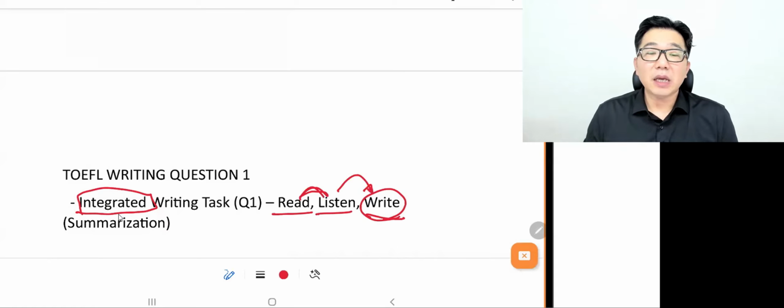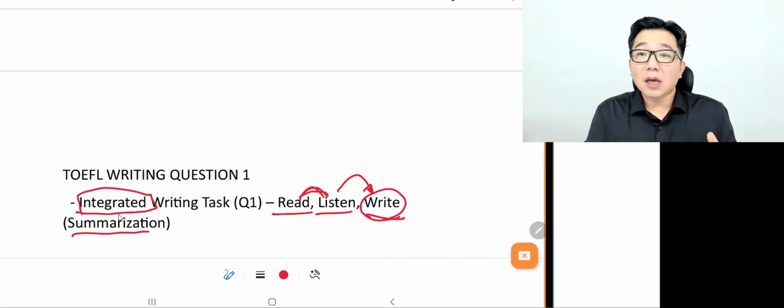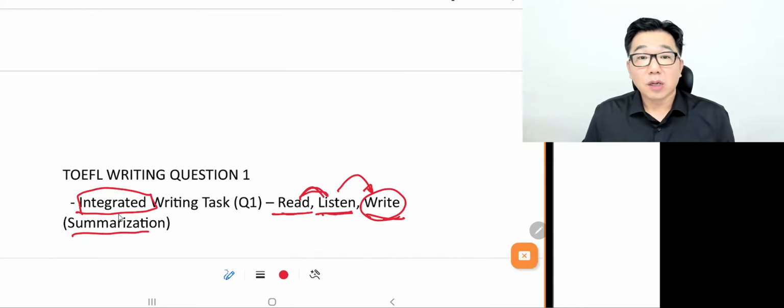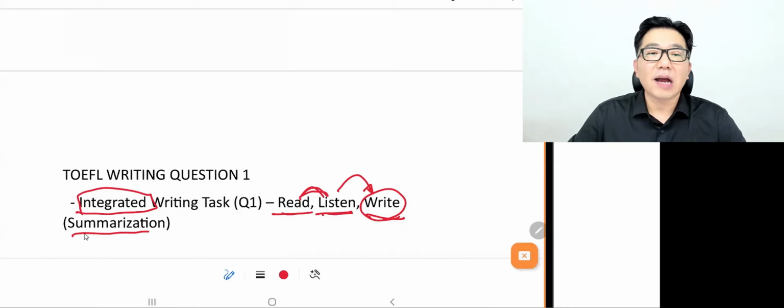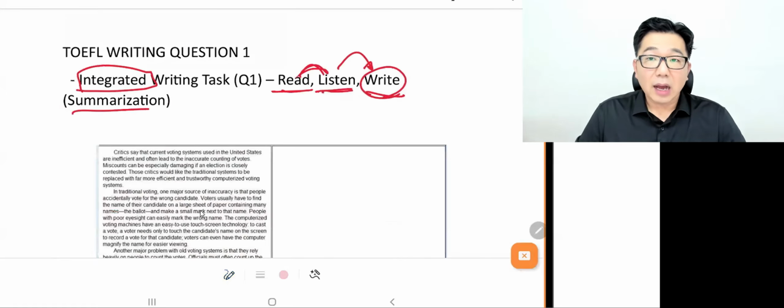So just like speaking, in the integrated writing task, you are not expressing your own opinion. You are just doing a summary of what you read or what you listened to. It's basically a summarization task, okay? So that's the integrated writing task. In the real test, it goes this way.